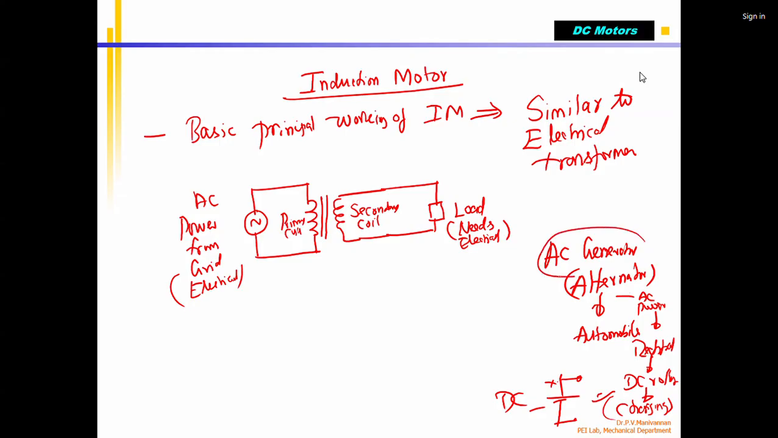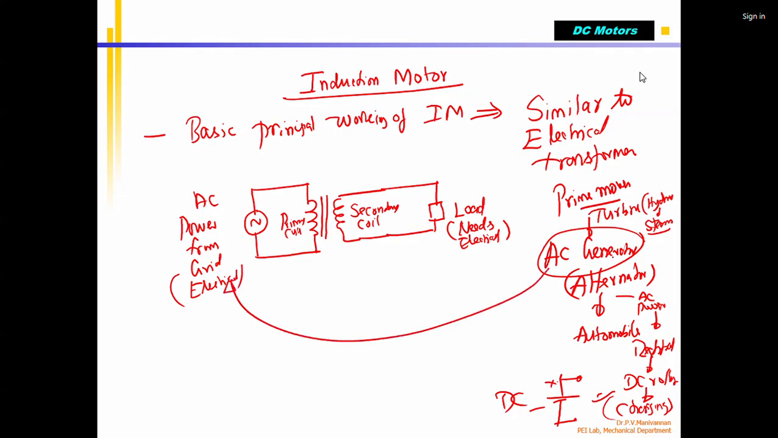This same alternator is also used in a power station: hydroelectric, thermal, nuclear power station, or wind energy. An AC generator is driven by a prime mover. We call it a prime mover, and the prime mover can be anything. It can be a turbine, a hydroelectric turbine, or a steam turbine. The steam turbine will be driving the alternator. The alternator generates AC voltage. That is what we are getting in the home.